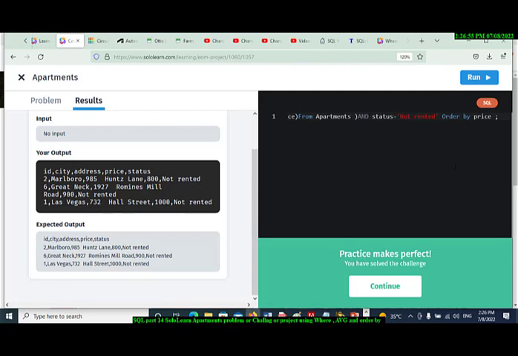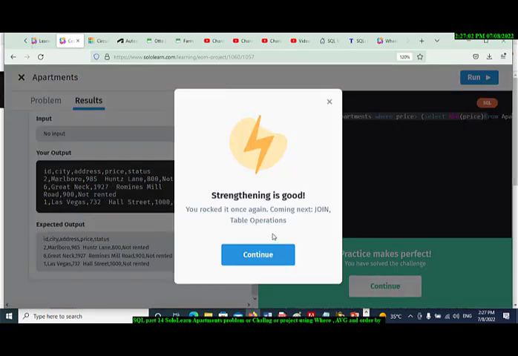True. This is the true solution, because here we have that practice makes perfect, so it's true, and continue.